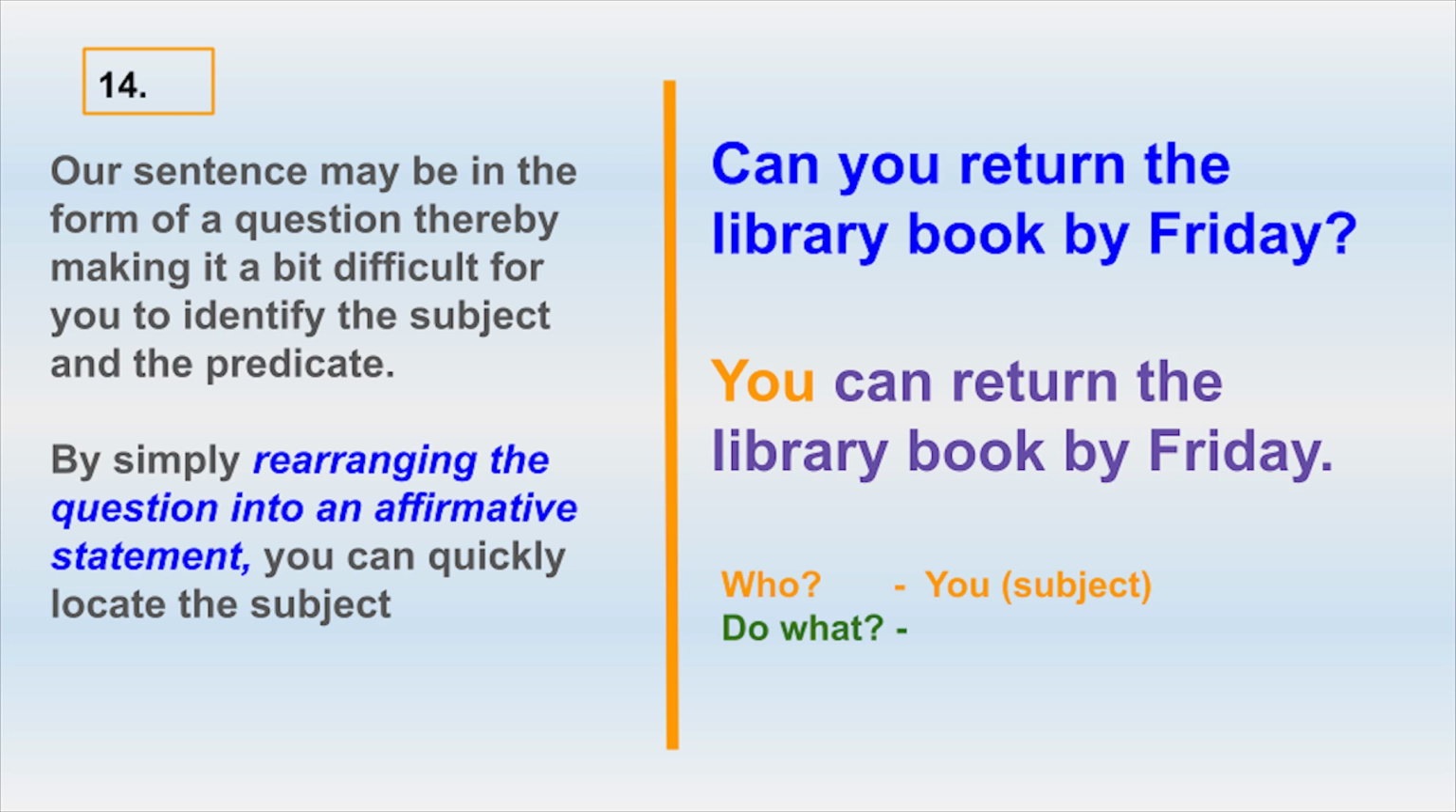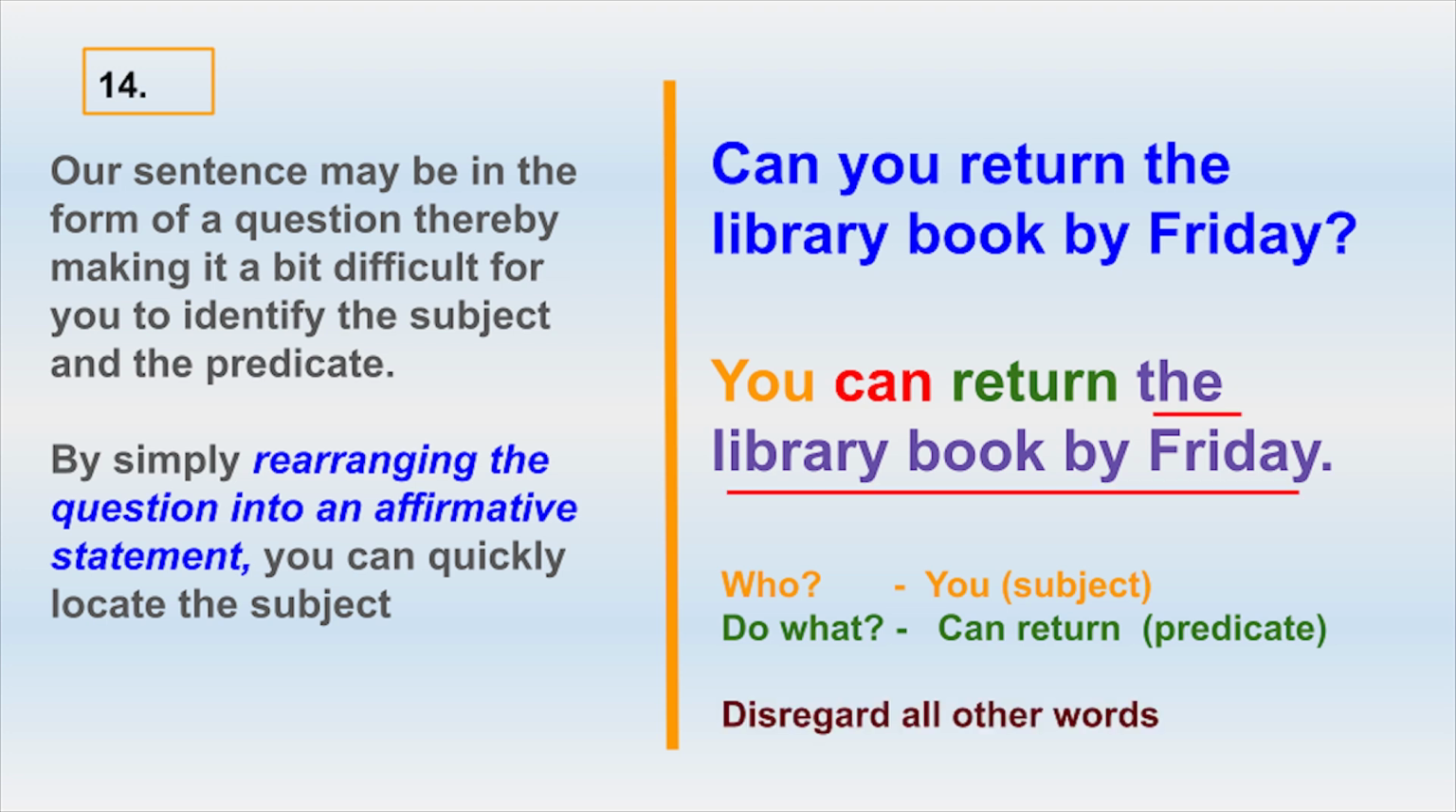And what should you do? Return the library book. So return is our predicate, but it has a helping or auxiliary verb, can. So our predicate is can return. We may disregard all other words in the sentence.